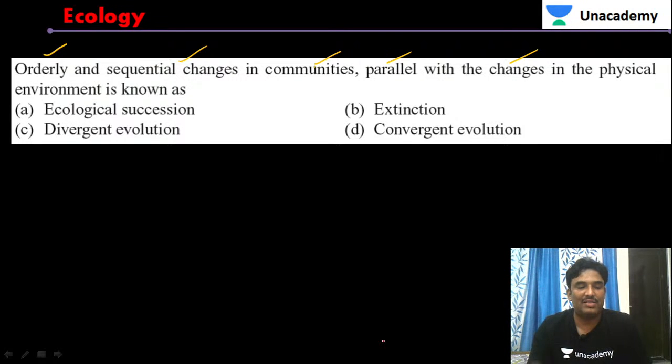So can I try to answer this question? Orderly and sequential changes in communities parallel with the changes in the physical environment is known as what? Yes, very good. No doubt it is called ecological succession. Orderly and sequential changes in the communities parallel with the changes in the physical environment is called ecological succession.